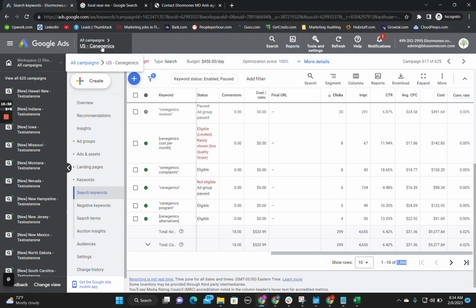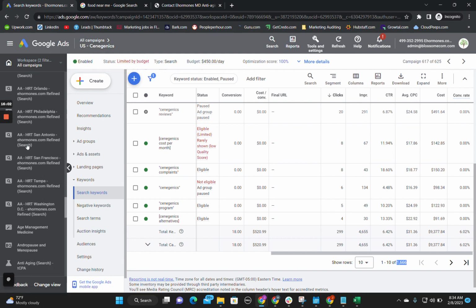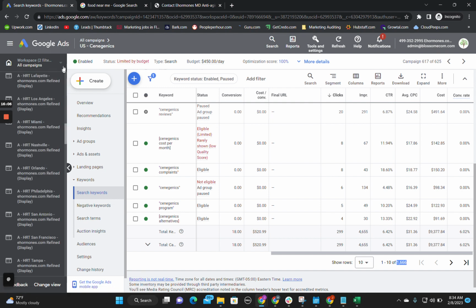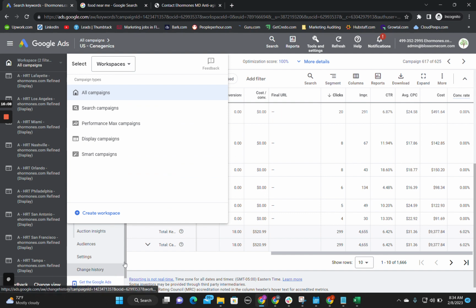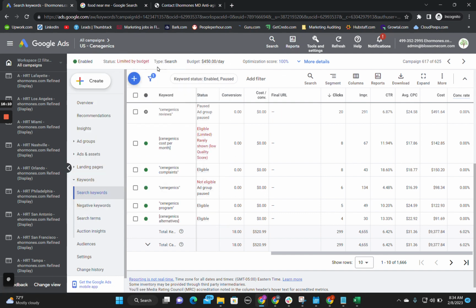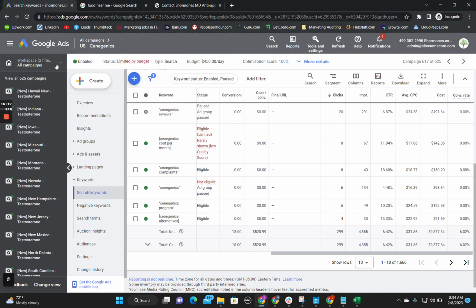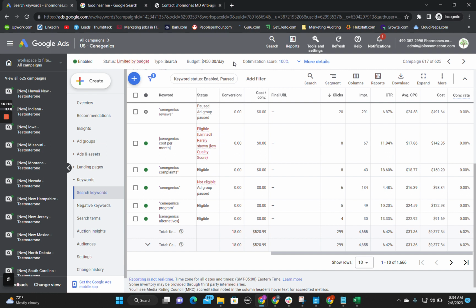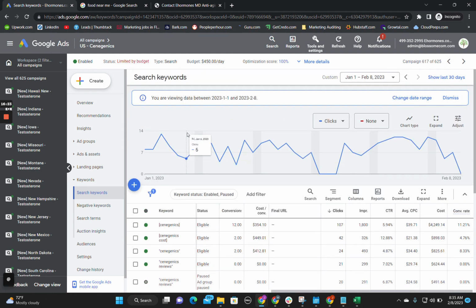All campaigns, U.S. Eugenics. Still looking for this U.S. one. It must be down here. Just because I don't really like the current view I have on here, what I want to do is filter this out so that it only has active campaigns. I don't think it is going to show me that. Campaign 617, 625. Oh my gracious.